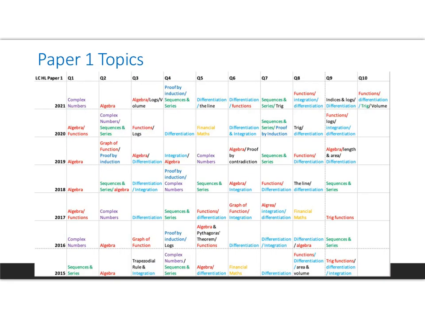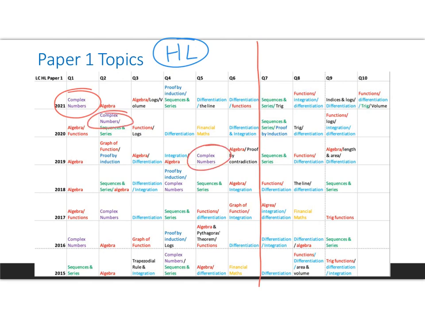Okay, so if we start off by looking at the breakdown of the topics on the Leaving Cert higher level paper 1. Again, this is for higher level students and I'll show you ordinary level in a second. Just to draw your attention to the fact that complex numbers, if I break the paper up into section A and section B, came up last year as a full question in section A. The year before, it came up as part of a question. The year before that, its own question.